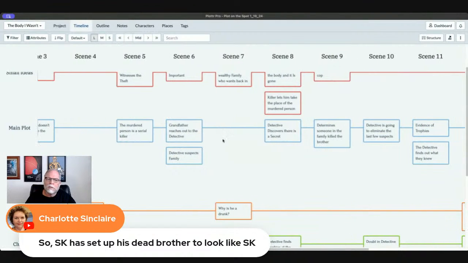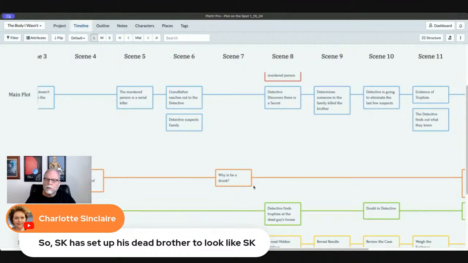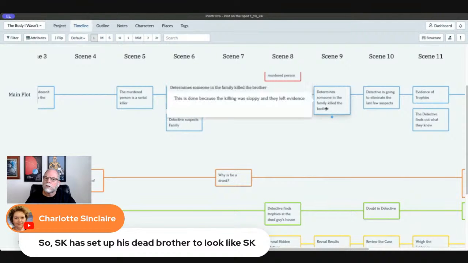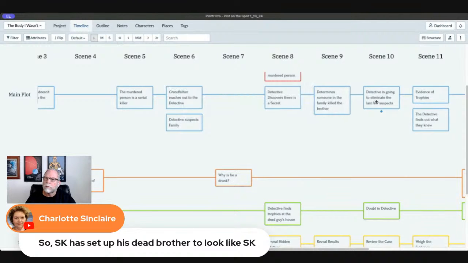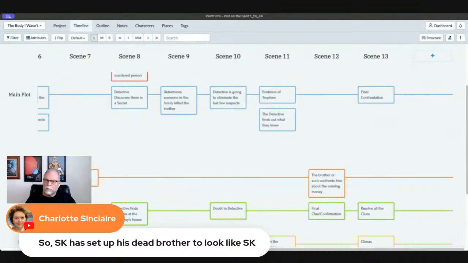So we've got that. The murdered person is a serial killer. The detective suspects the family. That still works. This part still works. Why he's a drunk. Okay. Discovers there's a secret. Discovered somebody in the family killed the brother. Eliminates the last few suspects. Comes down to the mystery. Okay, so do we have a complete story? Do we have any elements that are missing?